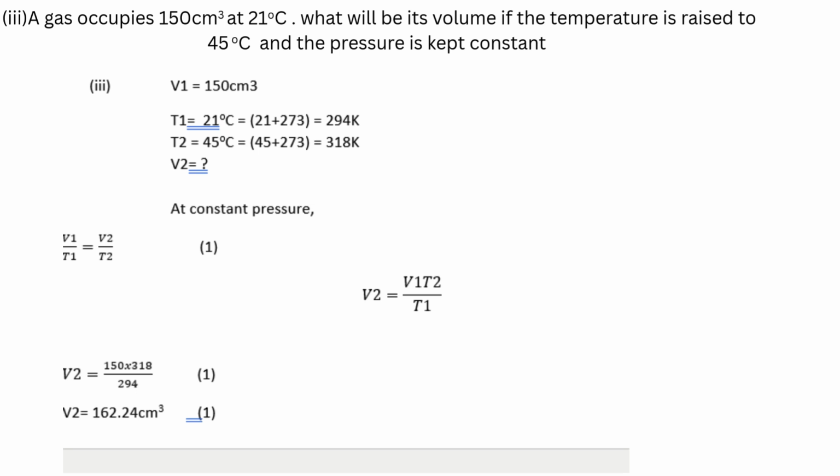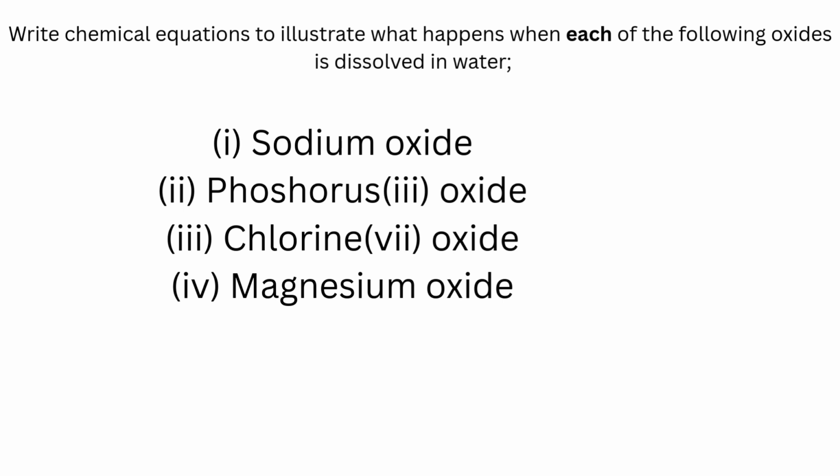The next question, write a chemical equation to illustrate what happens when each of the following oxides is dissolved in water. They ask you for a chemical equation. They did not ask you to write the name or the reaction. When you write the name, you're not going to get the point for it. Write the chemical equation. This is the chemical equation they expect you to write.